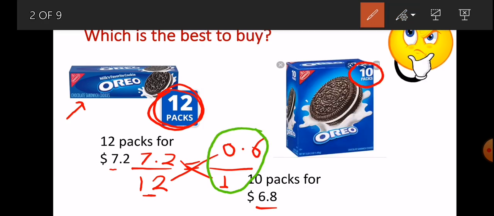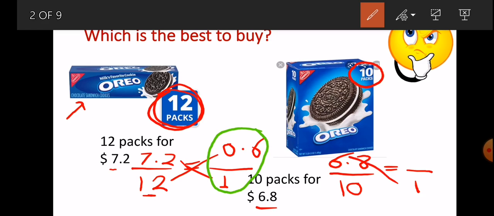In the other offer we have what? I have 10 packs for 6.8. It means 6.8 over 10. It's like a rate, yes? I'm comparing two numbers together. 6.8 to 10 is equal to what? To 1. Why did I make this 1? Because I wanted the cost of just one Oreo in this offer. So instead of 10, I made it 1. So what will be the cost in this case? What will be the price?